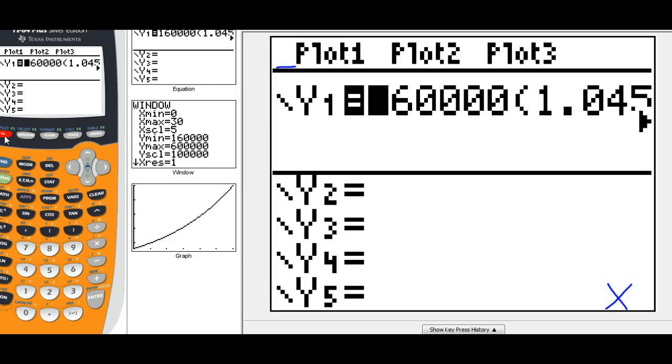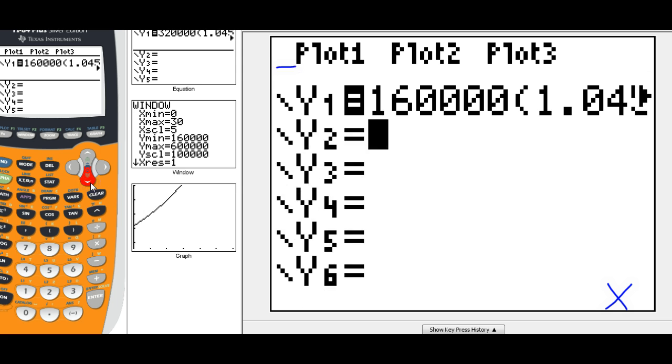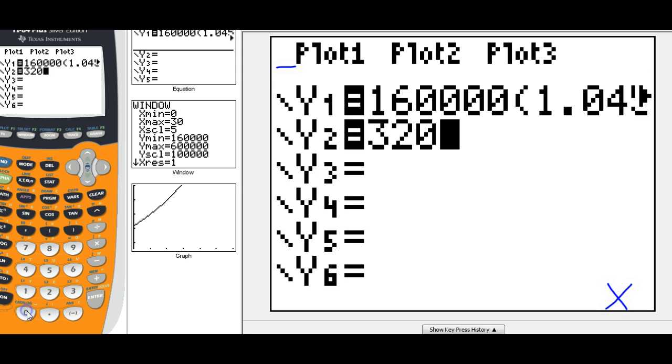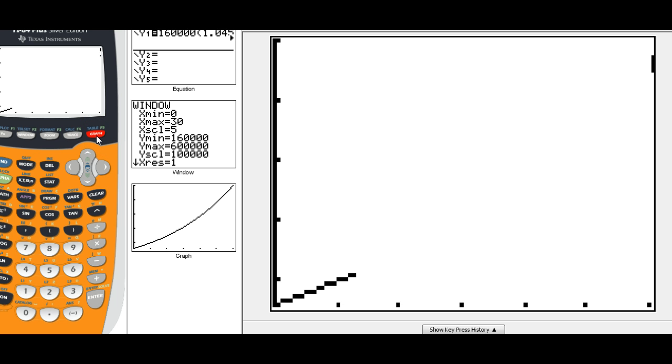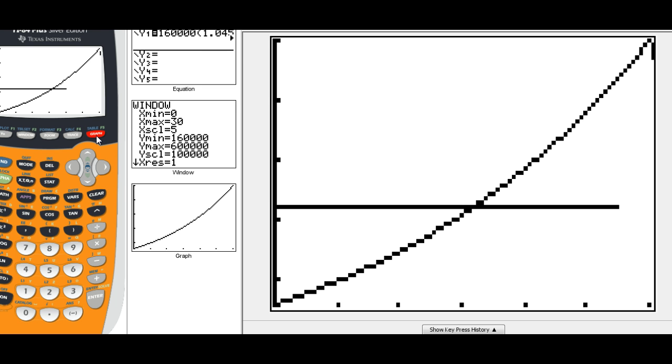So type that equation into y2 and see what happens. So if I go y2 equals 320,000. All right. You hit graph. We'll notice our exponential growth function, the original one we were given, and here's the population y of 320,000.